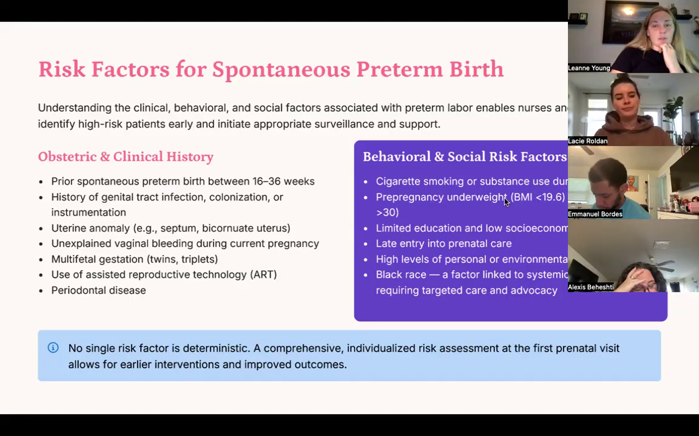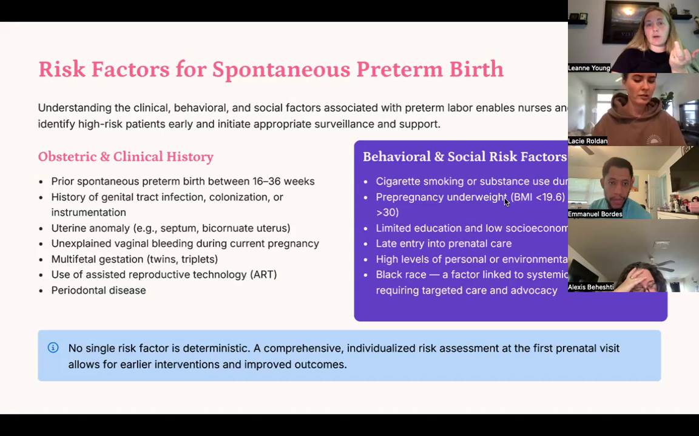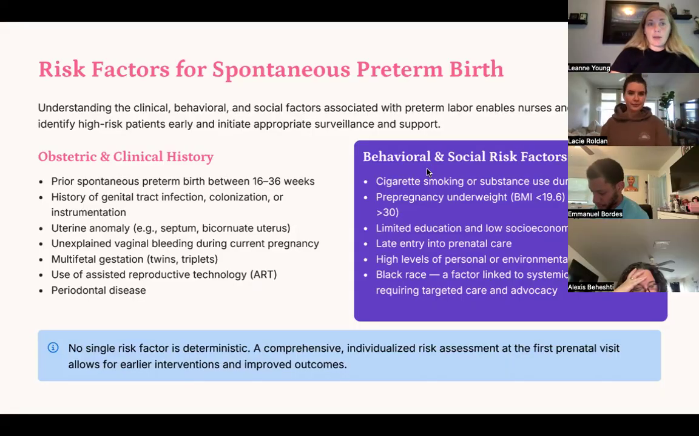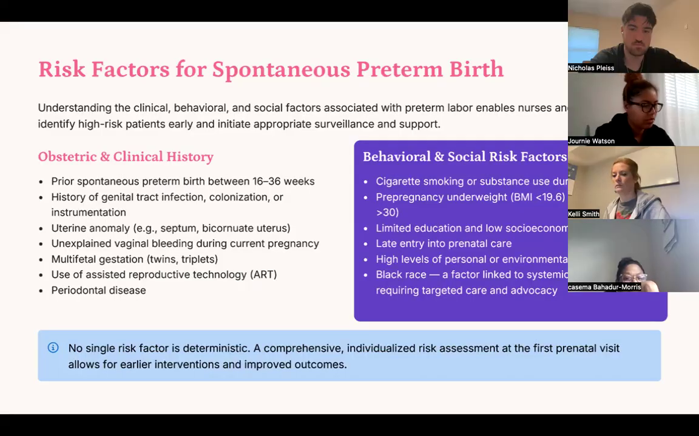So the behavioral and social risk factors are a little bit more self-explanatory. Are they smoking cigarettes or abusing another type of drug during pregnancy? That is going to increase their risk of preterm birth pretty exponentially. Are they underweight? Does mom have a history of an eating disorder? Does she currently have an eating disorder? Then we are going to need to get her into therapy or counseling right away and get her some treatment, because we also need her to be able to sustain the pregnancy from a nutritional standpoint, right?